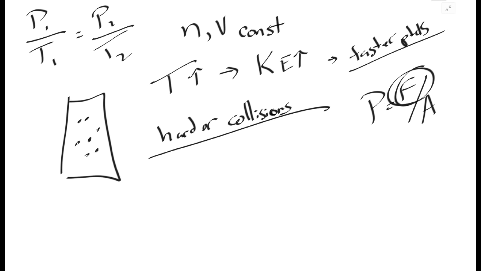So that's how KMT can help us understand these laws, just by putting everything in terms of the actual physical actions of particles. So increasing temperature increases velocity, increases the speed of your particles. That's going to increase the force of those collisions. That's why pressure goes up. Similarly, decreasing temperature causes the particles to go slower. That decreases that force, decreases your pressure.